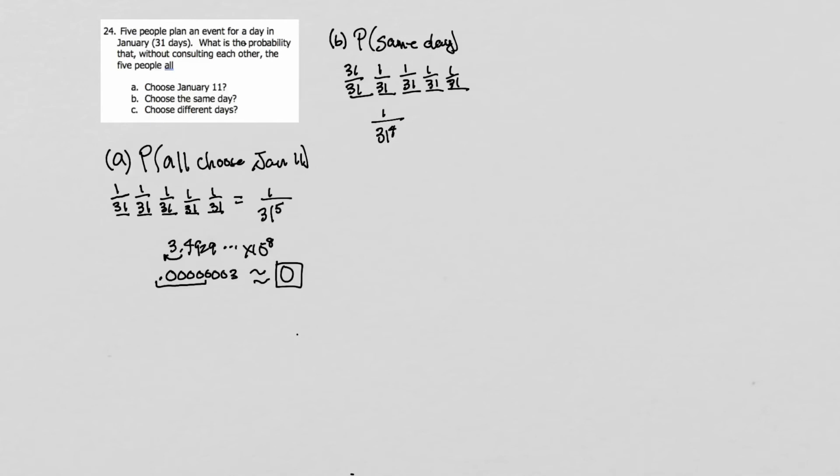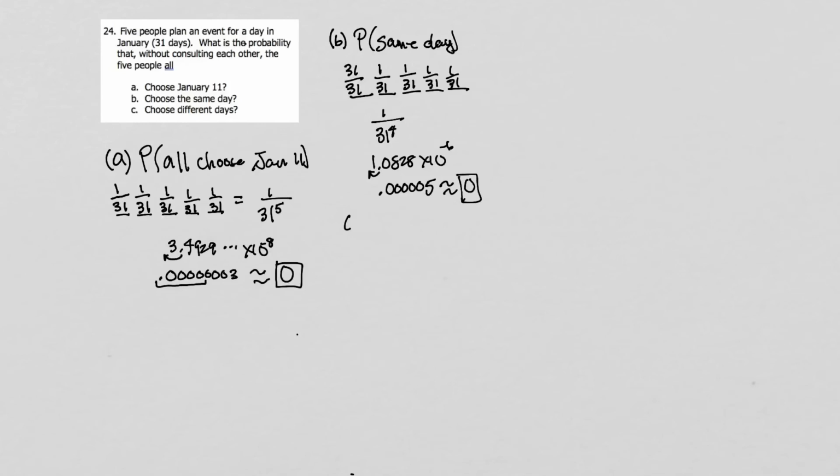And 31 to the 4th, let me see what my calculator says here. This says this is about 1.0828 times 10 to the negative 6, which, if you buy 5 zeros, 1, 2, 3, 4, 5, and a 1, is still going to be essentially 0.